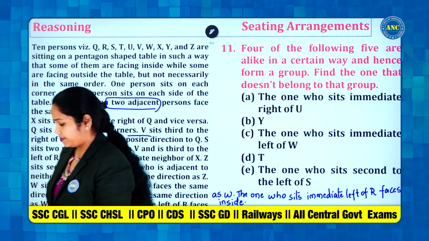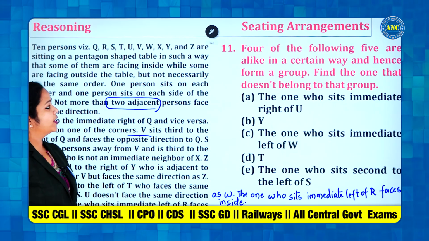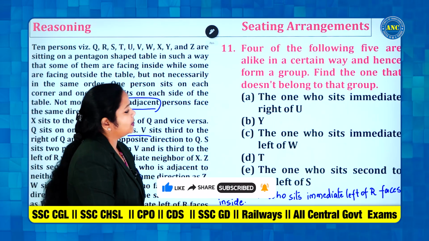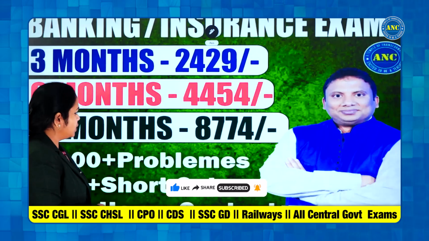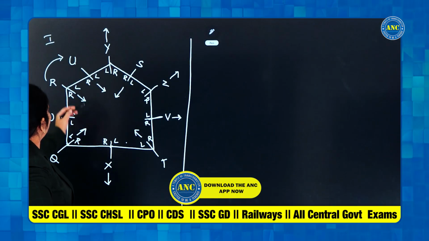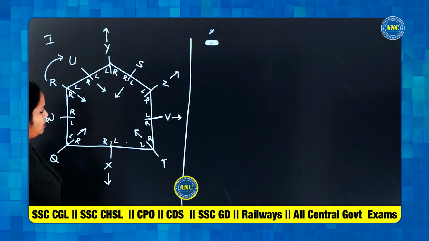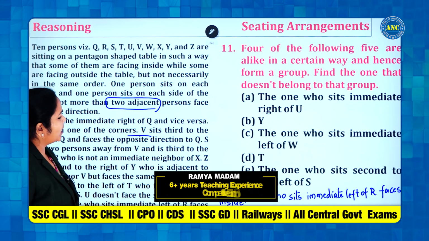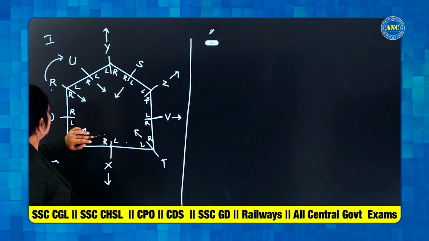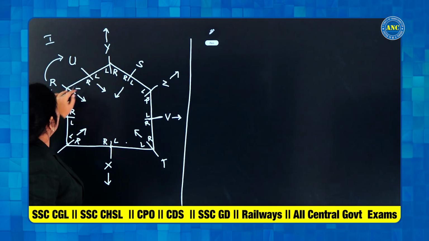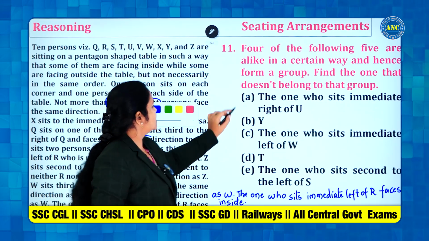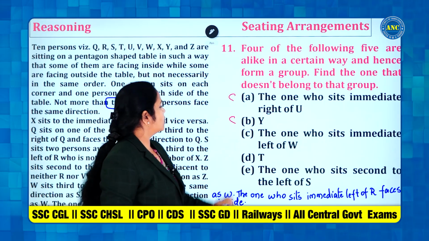Four of the following 5 are alike in a certain way and hence form a group. Find the one that doesn't belong to that group. The one who sits immediate right of you, it is R. We don't know what conclusion we will come up with. Next, Y. R, Y. If you see, they are coming to the corners. So this person is sitting on the corner.